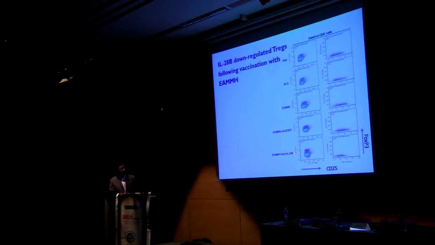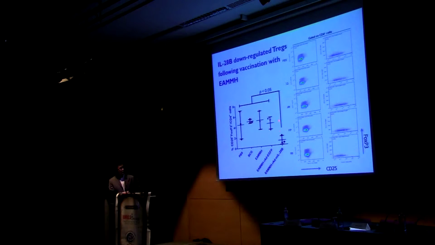We constructed a recombinant adenovirus expressing IL-28B and treated the mice when we immunized with EMMH. We found that with the treatment of IL-28B, the CD25 positive, FOXP3 positive CD4 T cells decreased obviously. So it confirmed that IL-28B can downregulate the Tregs.